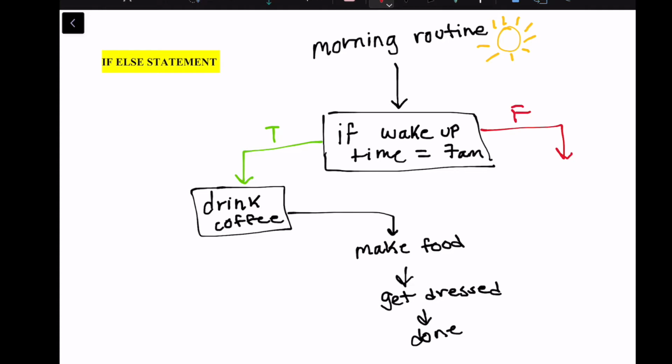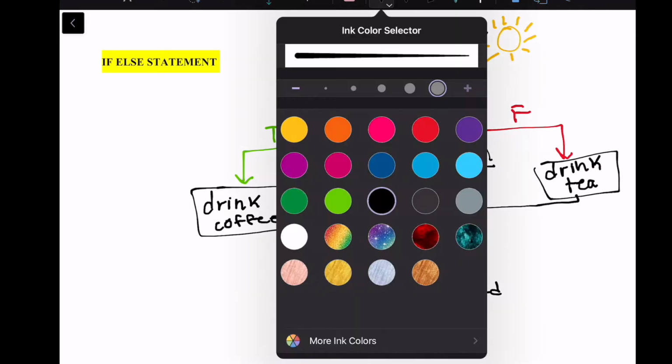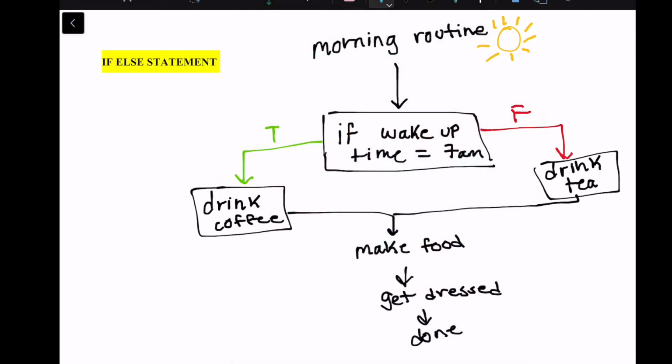Here you can see it's pretty much the same, but instead of having the false statement skip over drinking coffee, we're actually going to give it a new body, something else that it can do when it's false. So we're going to say we can drink tea when we don't wake up at 7 a.m. But we still continue on with making food, getting dressed, and the rest of our morning routine. And you can see how this is different than the singular if statement because we have these two circles. These are two different bodies. These take care of if one is true and one is false.